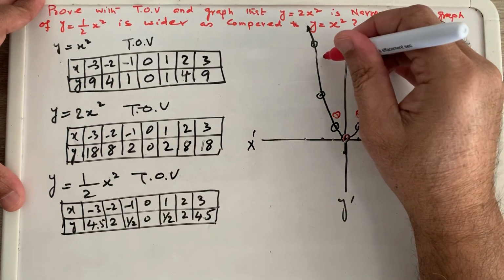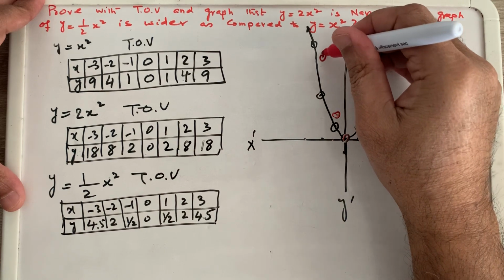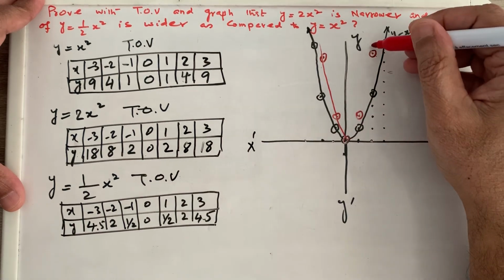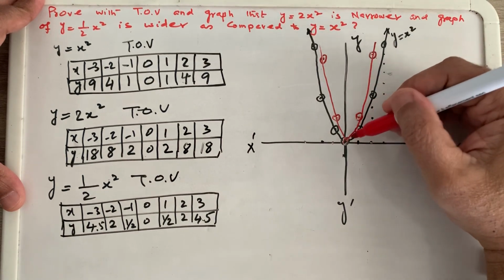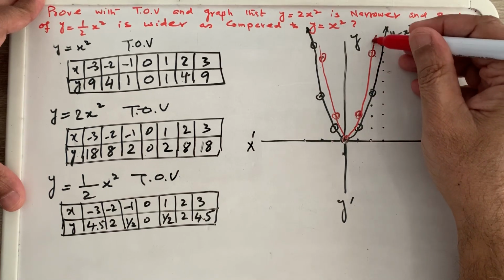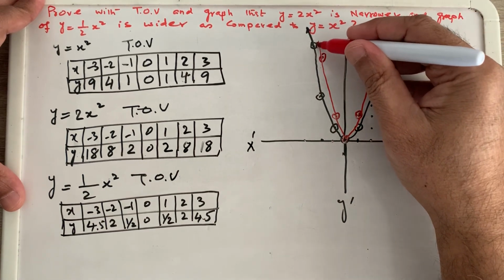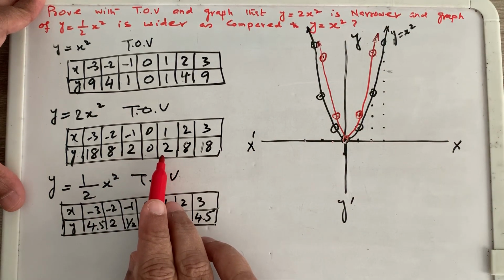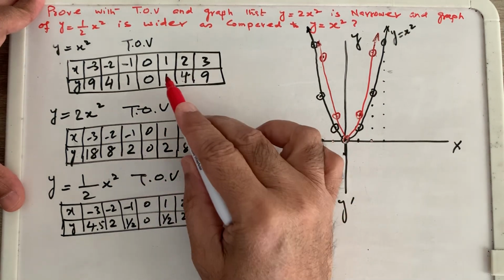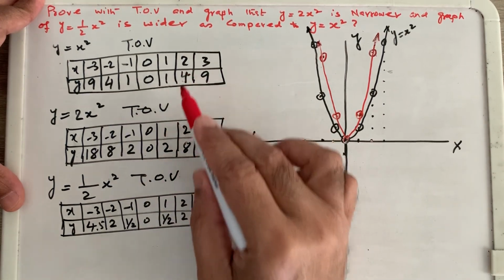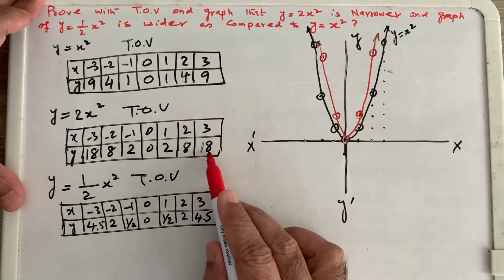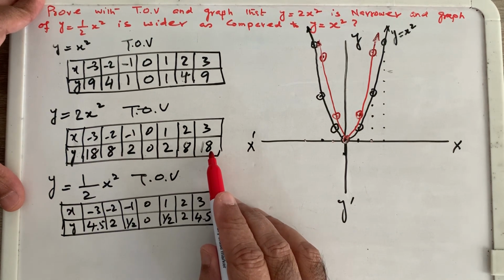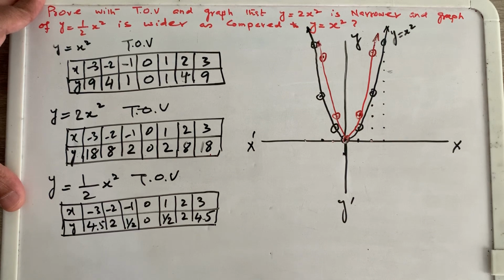You are seeing that my points are coming inside the first curve. So if I join these red points, I will get a parabola which is narrower as compared to y equals x square, because for the same value of x, we get a bigger number, right? We get almost twice here. Instead of 1, I have to go 2. Instead of 4, I have to go 8. Instead of 9, I have to go 9 times 2, which is 18, right? So I am going 2 times. When I am going 2 times, my graph becomes narrower, right?